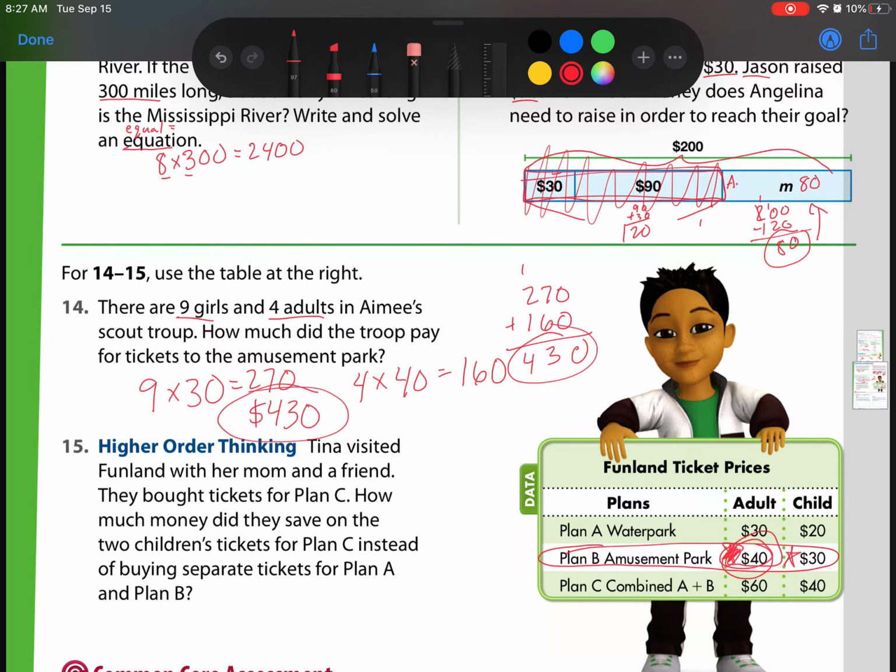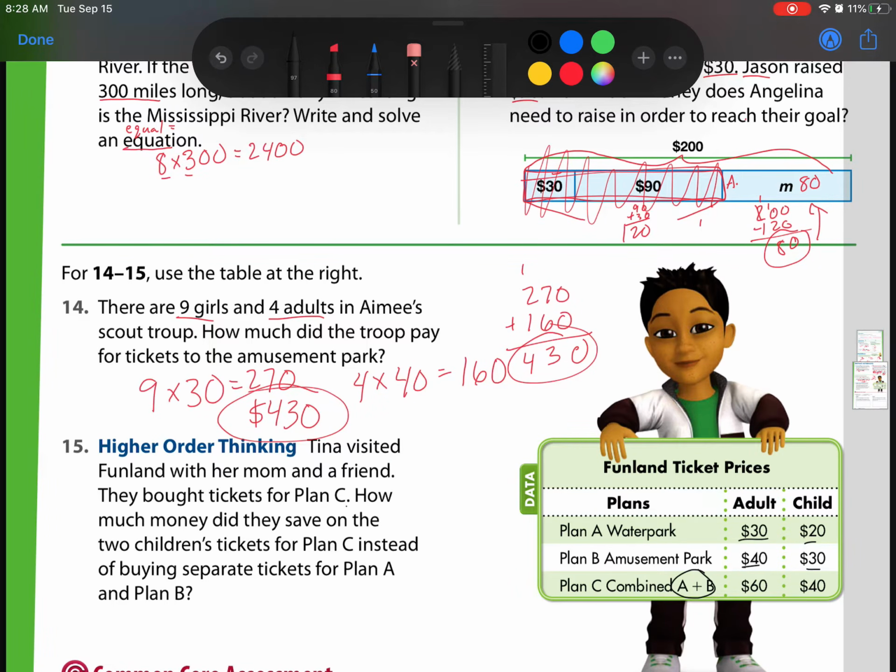So now let's go to number 15, our high order thinking, the ones that really stretch our brain. Tina visited Funland with her mom and a friend. How much money did they save on the 2 children's tickets for Plan C instead of buying the children's tickets for Plan A and Plan B? So notice right here, Plan C, you get to go to both locations. And it's going to be cheaper because you're saving some money. And we want to know how much we will save.